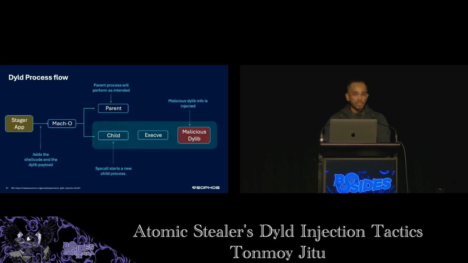Okay, let's understand the process flow of how this is actually injecting the binary. So you have the stager app, which is the DMG file. Once it runs, it adds shellcodes to the macro binary. Then it runs two processes. The first process is the parent process, which is benign. And the second process is the child process, which actually calls the malicious library and executes and injects the Dyld library into it.